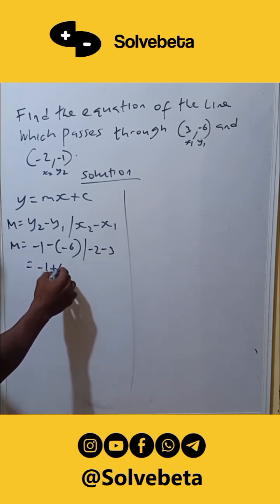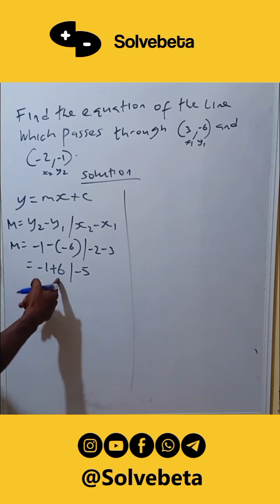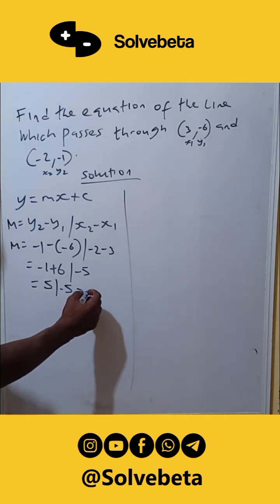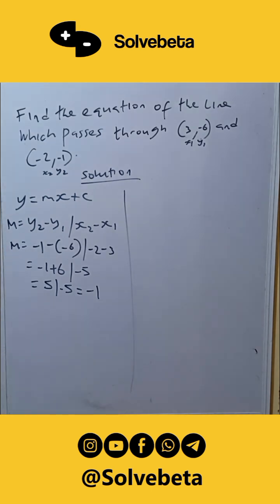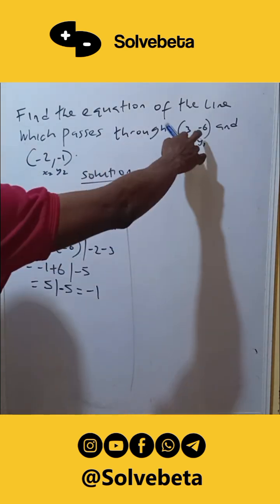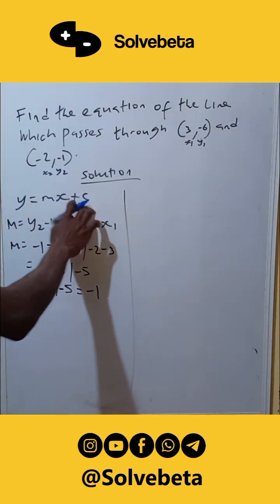So in doing this, you have minus 1 plus 6 divided by minus 5. What's minus 1 plus 6? That's 6 minus 1, which is 5. 5 divided by minus 5, which is minus 1. So having done that, we have gotten m. We are going to substitute m into this, and we make this our y and x to get c.